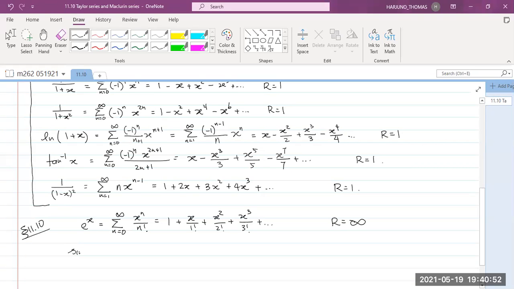Sine x has this Maclaurin series expansion. This is the sum of (-1) to the n times x to the 2n plus 1 over (2n plus 1) factorial. Now, take a look at the difference between sine x and tangent inverse x. Sine x has that factorial in the denominator. Tangent inverse x does not.